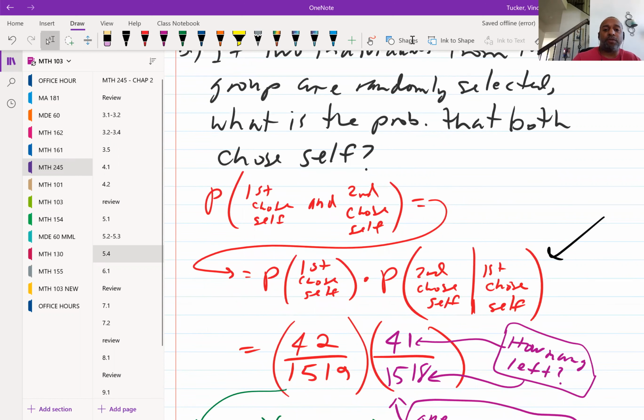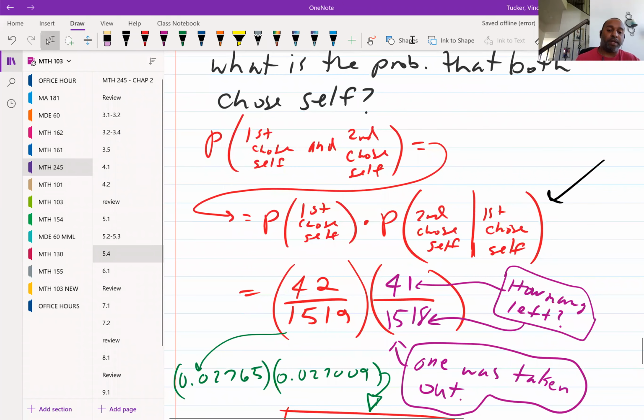So we know that the first one choosing self, the probability of that would be 42 out of 1519. Now the probability of the second one choosing self would have to be 41 out of 1518. Because if I chose one out of the group and that person chose self, how many people are left in the group that chose self? That would be 41 people. And then how many in the group are left, period? It would be 1518. So we would just count one down from both of our categories.